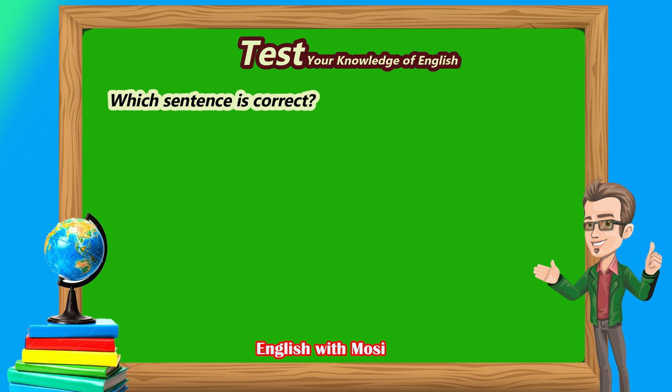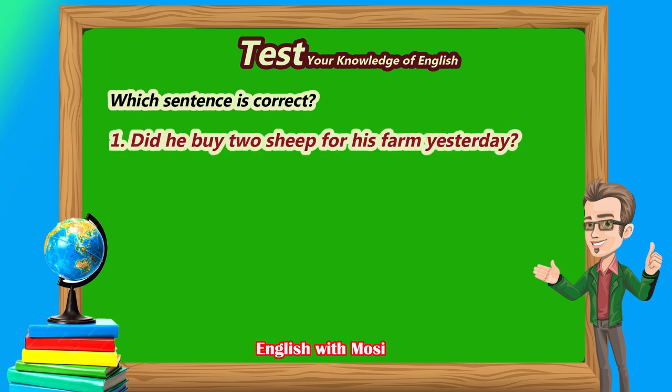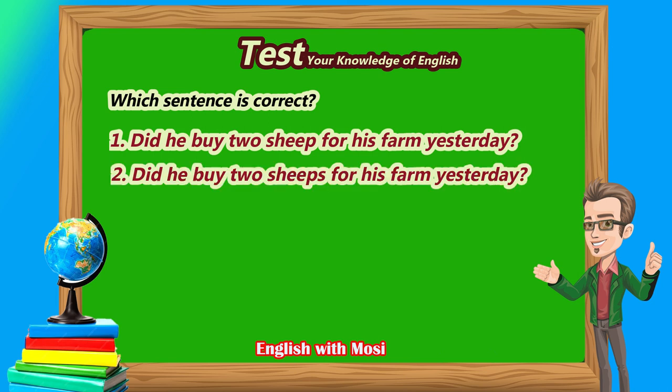Now number 9. Which sentence is correct? Did he buy 2 sheep for his farm yesterday? The correct answer is, did he buy 2 sheep for his farm yesterday? Because the plural and singular form of sheep are the same. So we can say 1 sheep, 2 sheep, 3 sheep, and so on.